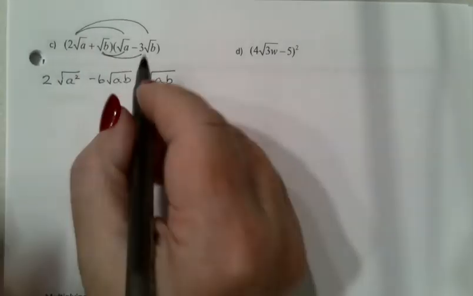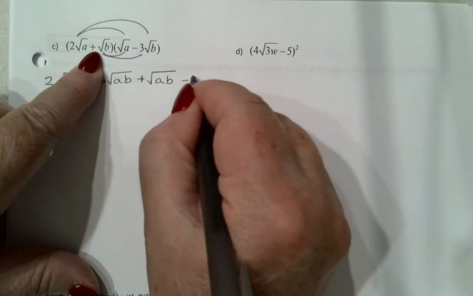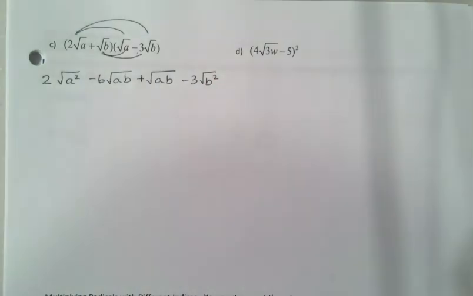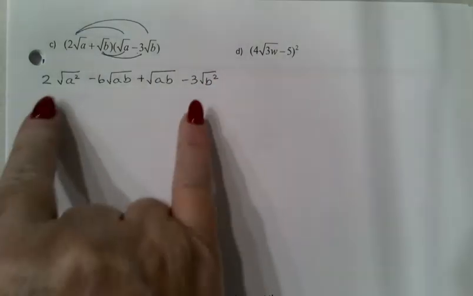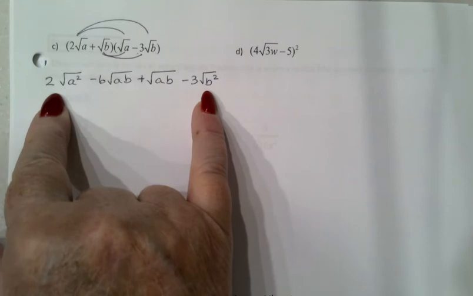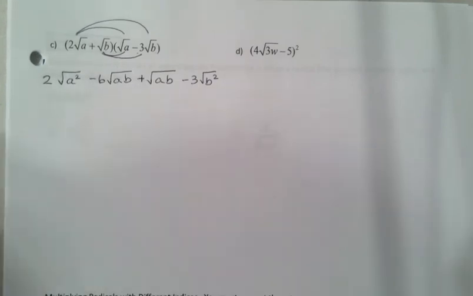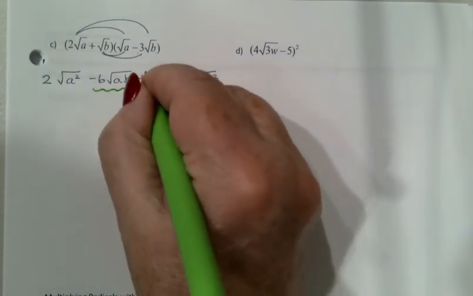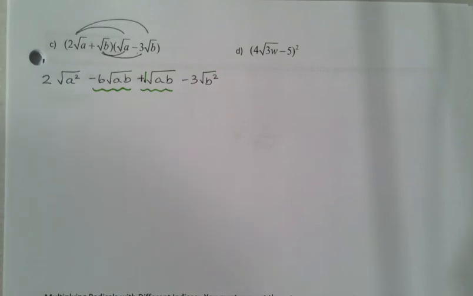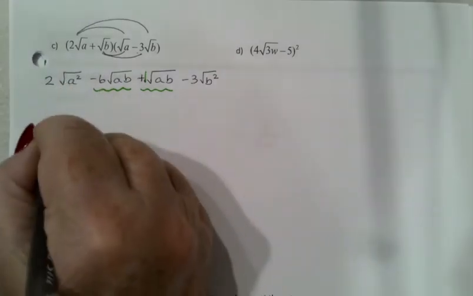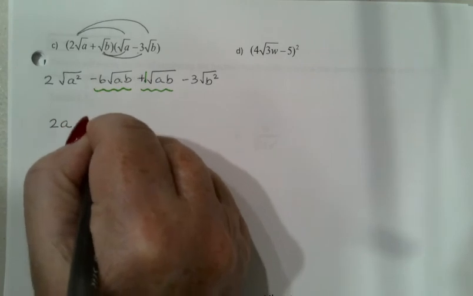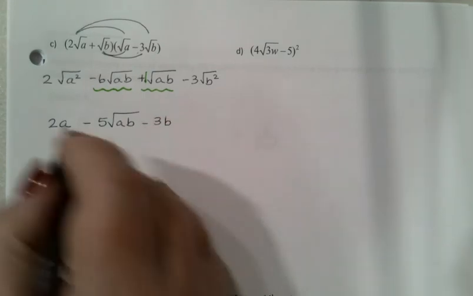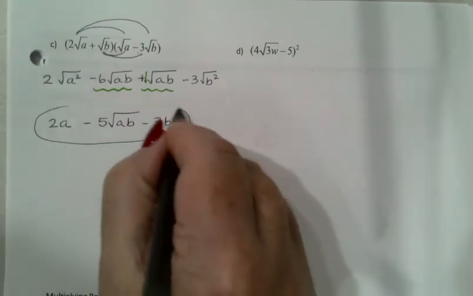And then the lasts, negative 3 square root of b squared. All right, those two can of course both be simplified. The square roots come out evenly. And then I can combine the like terms in the middle here. Negative 6 square root ab plus 1 square root ab. So I end up with 2a, negative 5 square root ab, and then minus 3b. No more like terms, so that's done.